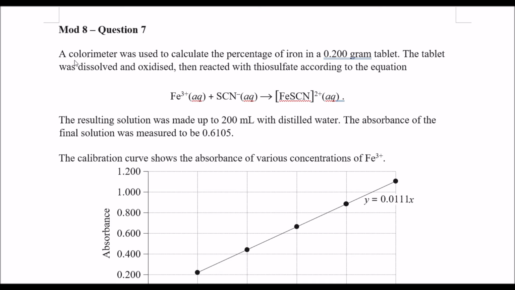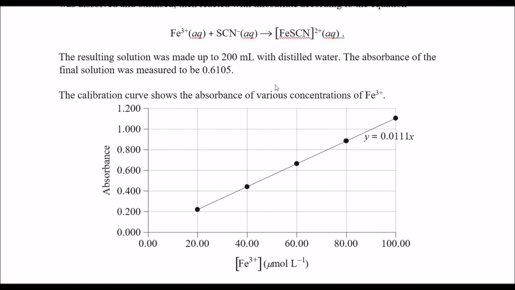Okay, question 7, it says a colorimeter was used to calculate the percentage of iron in a 0.2 gram tablet. The tablet was dissolved and oxidized, then we have the following equation following it. The resulting solution was made up to 200 milliliters with distilled water. We have an absorbance of this value here, and we have our curve.